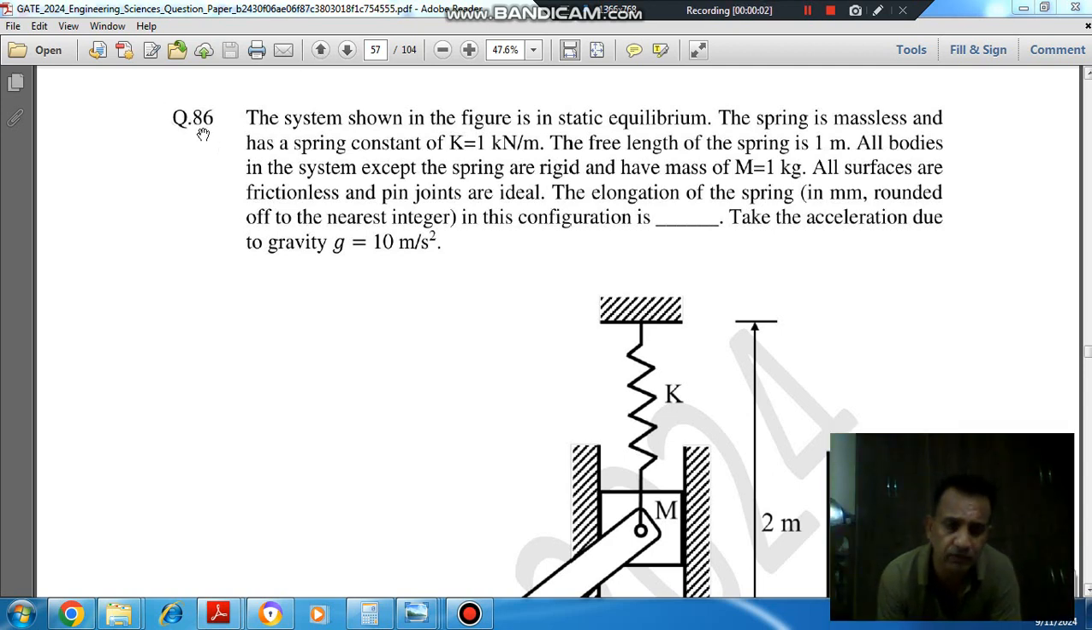Hello, welcome again. We are solving GATE 2024 XE solid mechanics paper questions. The system shown in the figure is in static equilibrium.